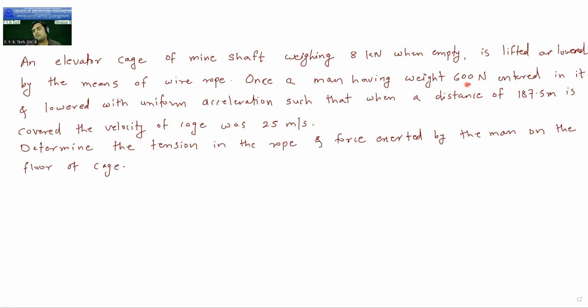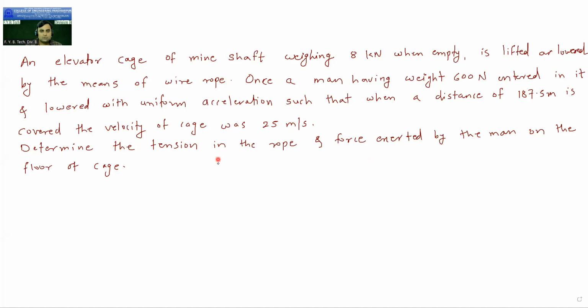So the weight of man is 600 and he is going down with a velocity of 25 meter per second, and the distance covered is 187.5. Determine the tension in the rope. Let us say that T is the tension in the rope. So that we need to find out. And force exerted by the man on the floor. So the normal reaction given by the floor to the man, that we need to calculate.